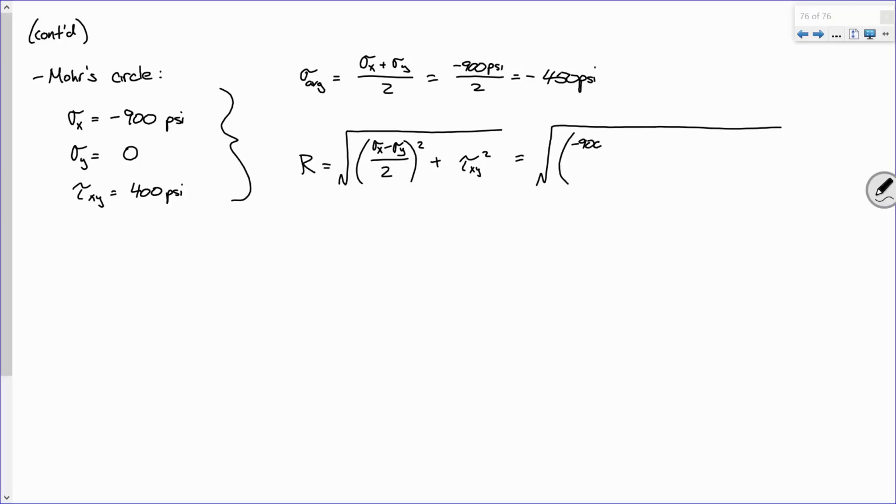negative 900 psi over 2 squared plus 400 psi squared equals. What does that give us? 602.1. Sound good?